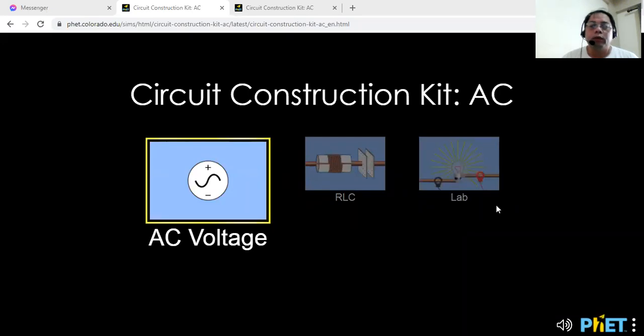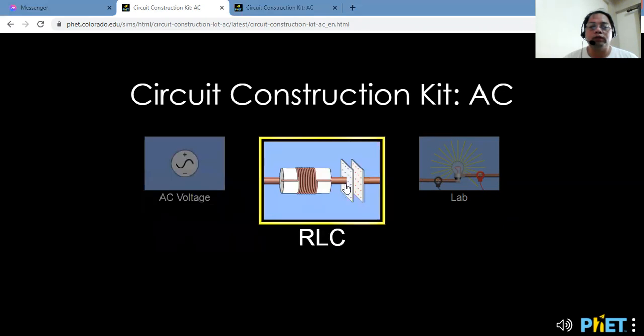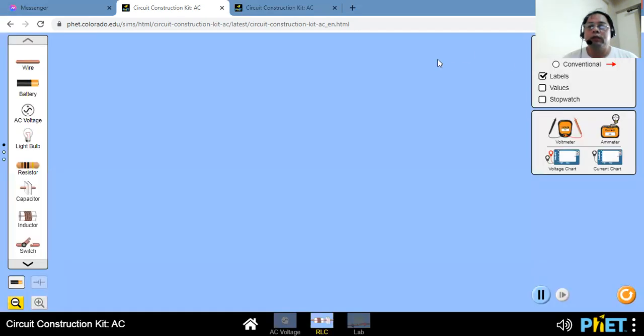Okay, proceeding with our PhET simulator now. We call the PhET simulator again the Circuit Construction Kit AC. So you can either use this RLC setting or the lab setting. But maybe now for this AC voltage, there are no capacitors here. So we may as well click this one. Now here's the interface of the device.